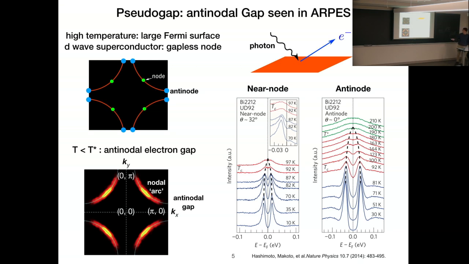So at TC, there are still nodes, right? So there's no gap at the node, right? There's only some gap near the node, is that right? Yeah, exactly. There's no gap exactly at the node. But why is that still superconducting? Whether it has a node has nothing to do with whether it's superconducting. A superconductor can be gapless.